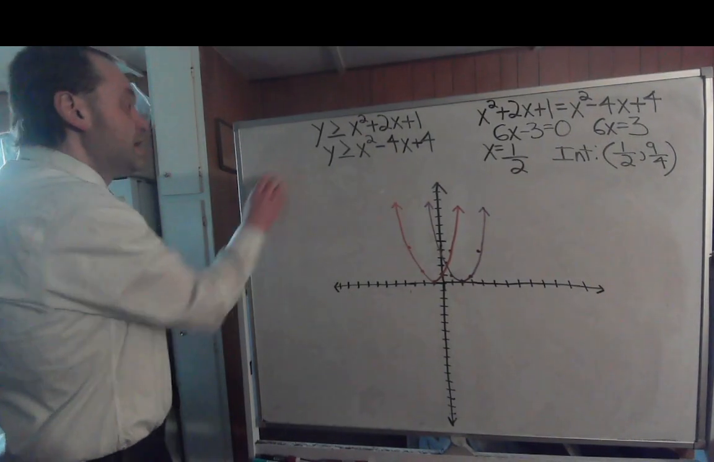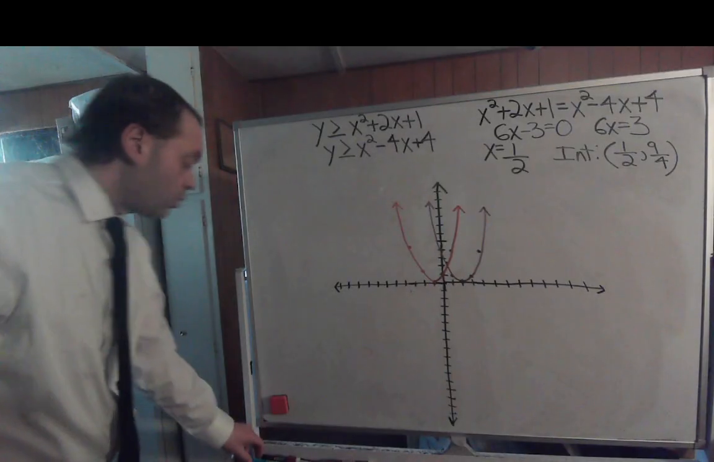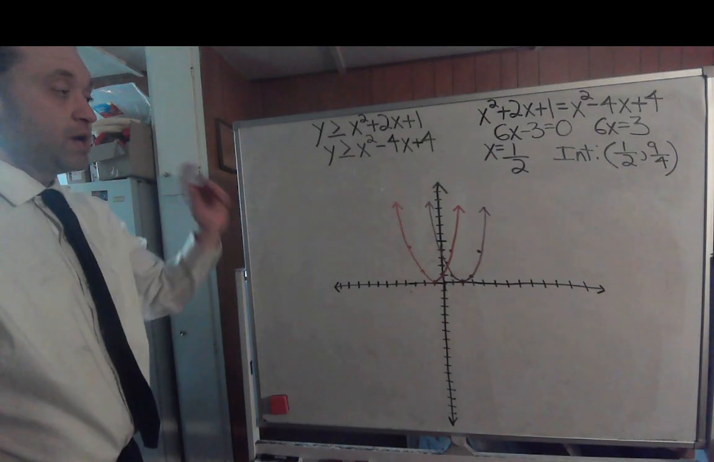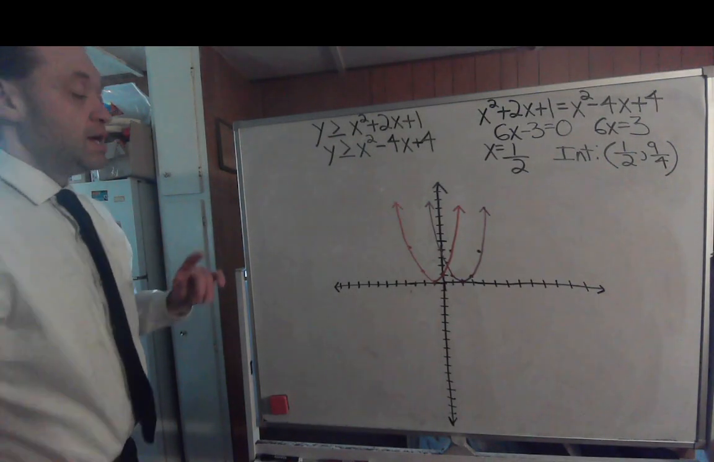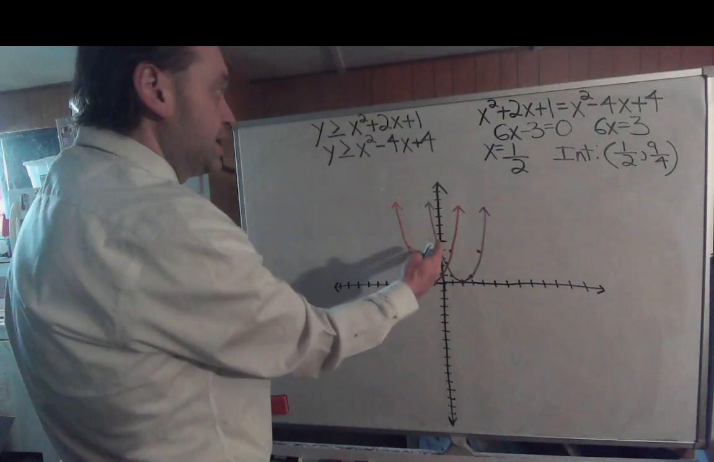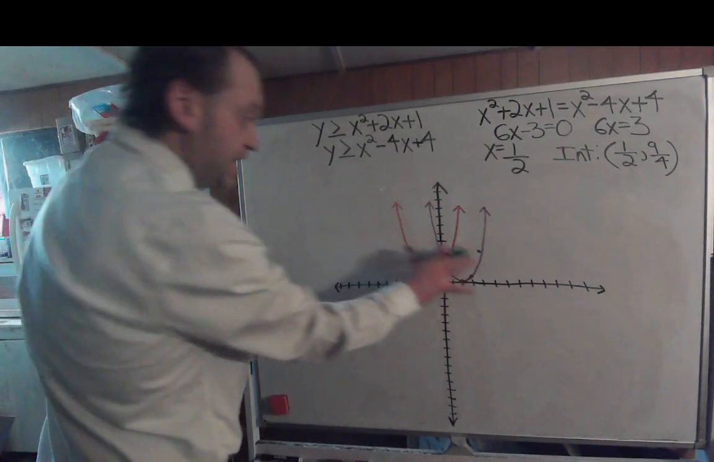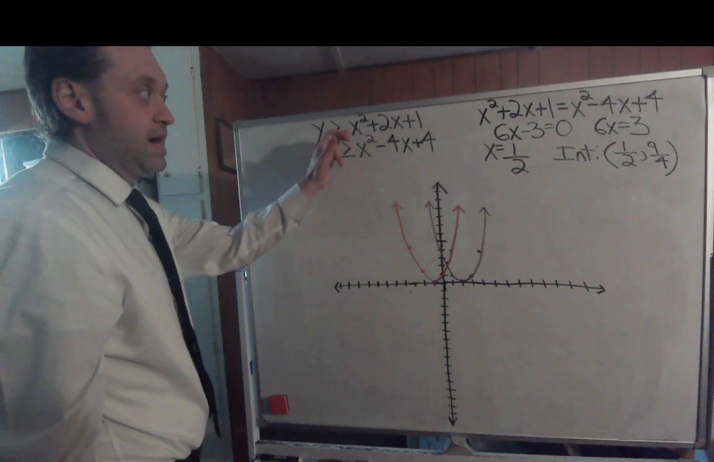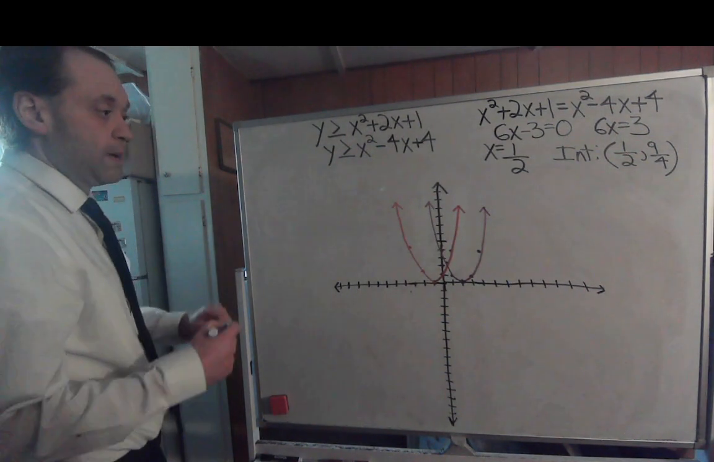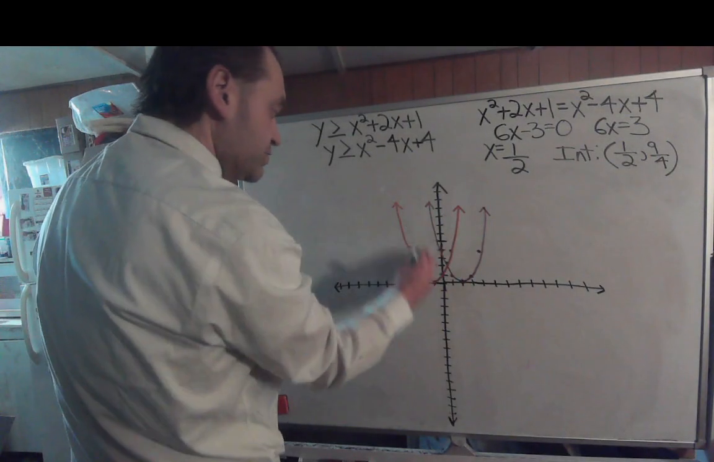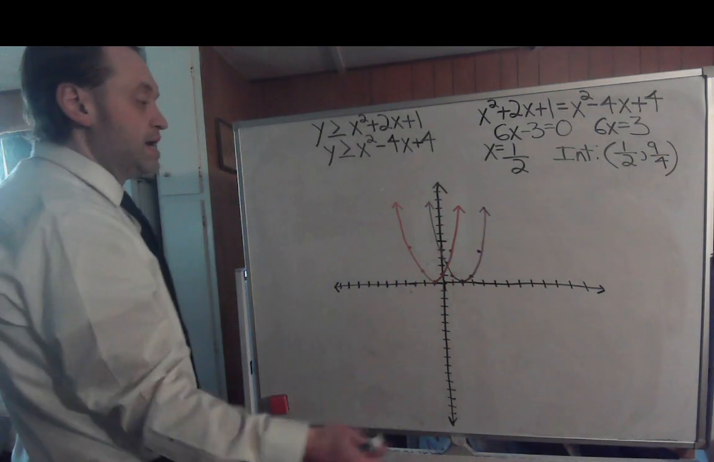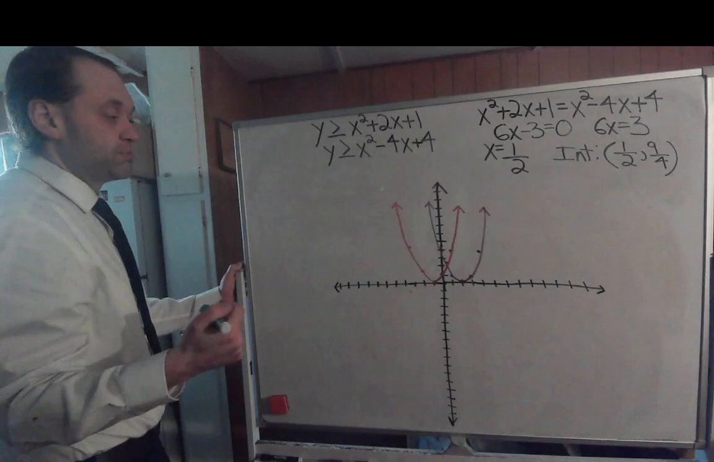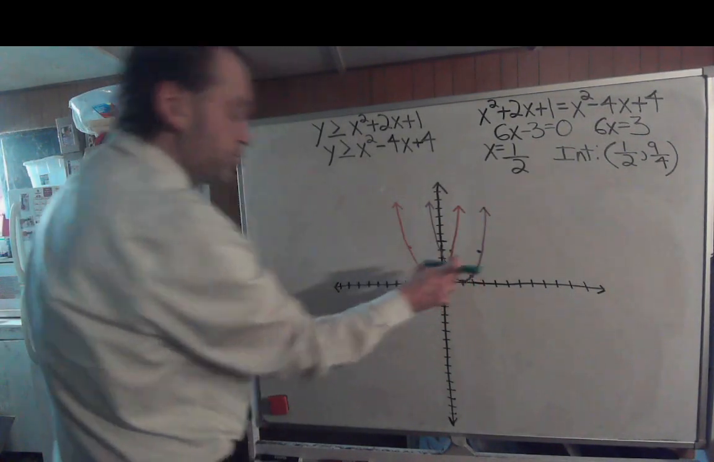So here's the question. What region satisfies both of these? y is greater than or equal to x squared plus 2x plus 1. That's going to be inside the parabola, right? Because outside of it would mean y would be less than the value of this quadratic equation. So we're definitely going to be inside this red parabola here, your first one. Then we also have y is greater than or equal to x squared minus 4x plus 4. It would also be inside the purple parabola, right?